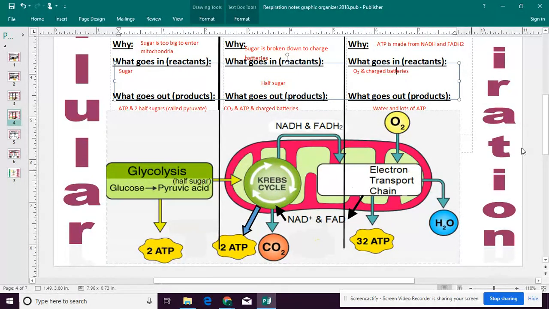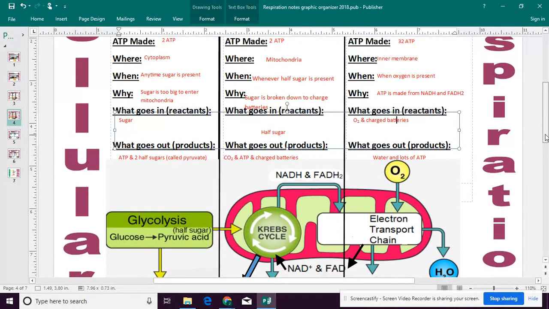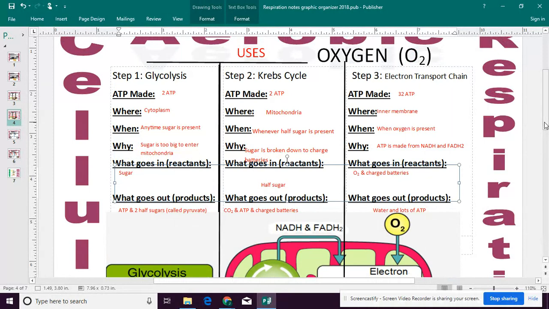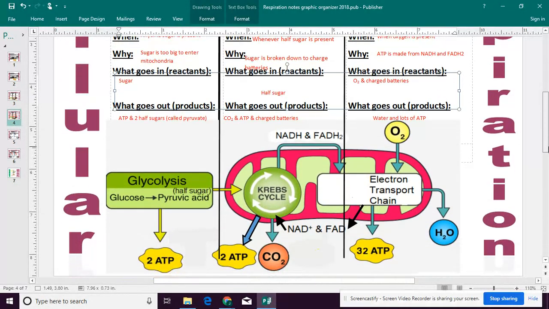All right. So the main things you need to know are the names of the stages, how many ATP are made in each stage, and the reactants and the products for each stage. Okay. Hopefully you were following along. Hopefully this made sense.